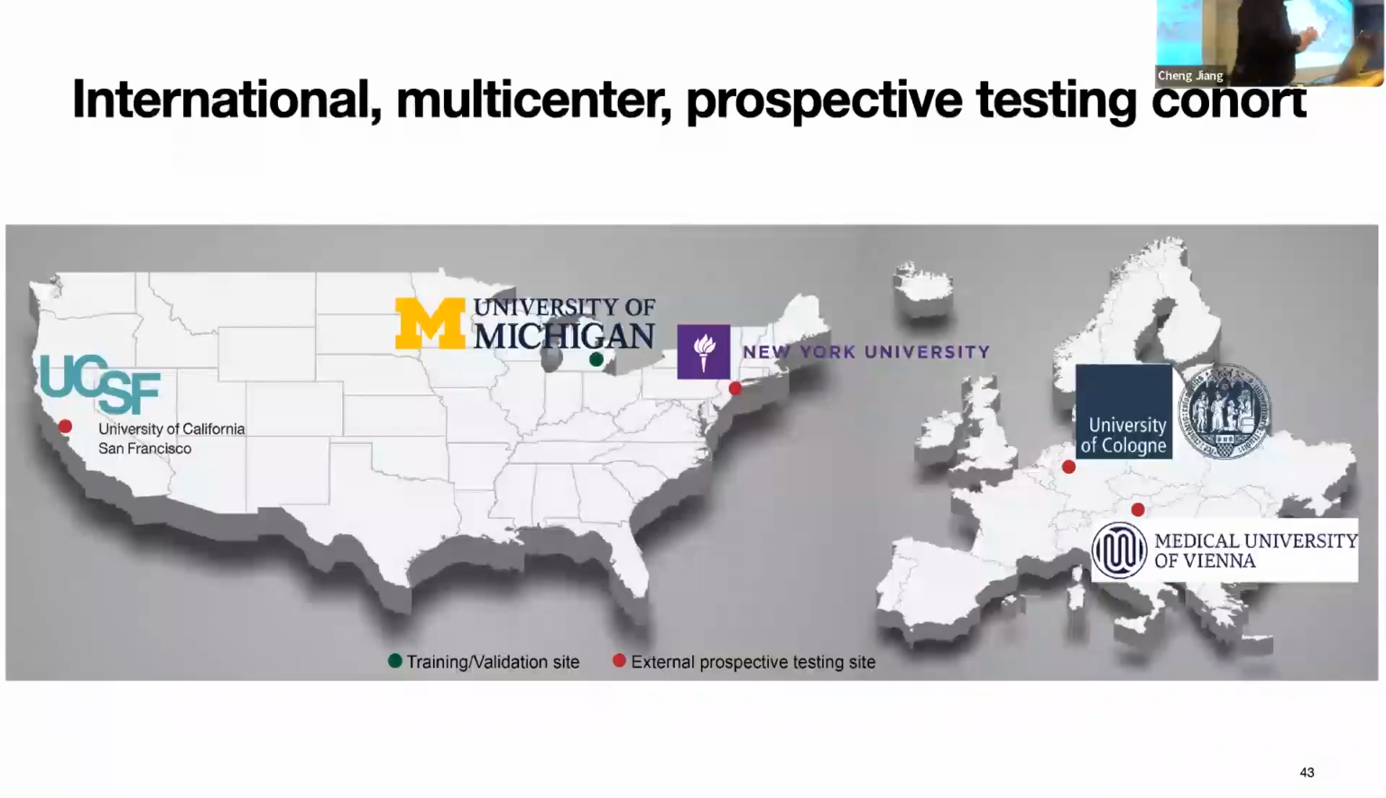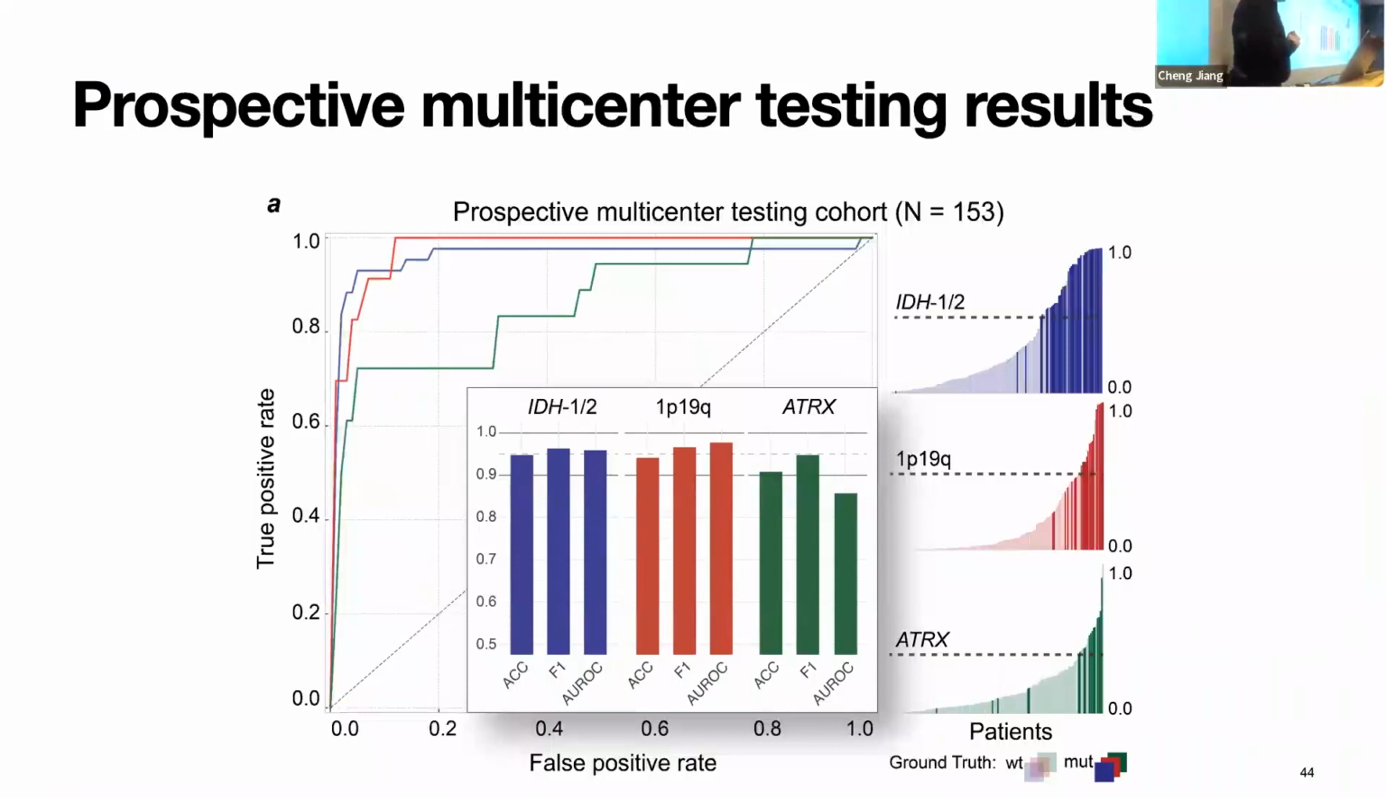We tested DeepGlioma in an international multicenter and prospective testing cohort, including institutions here in the United States and also in Europe. Overall, our model achieves excellent results in the three molecular subgroups that we are focused on. These three subgroups are the three molecular mutations that the WHO has defined to help us classify the gliomas. We use many metrics to evaluate our machine learning model, and we achieve excellent results, over 90% for pretty much all the metrics except for ARS and ATRS.